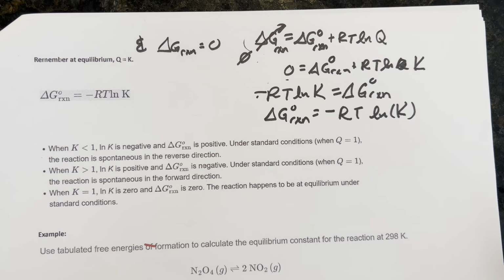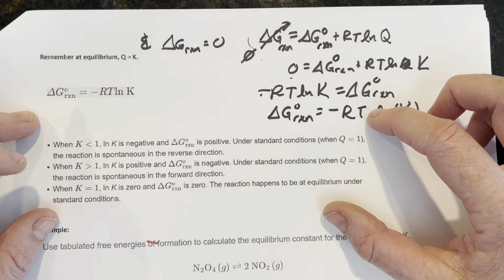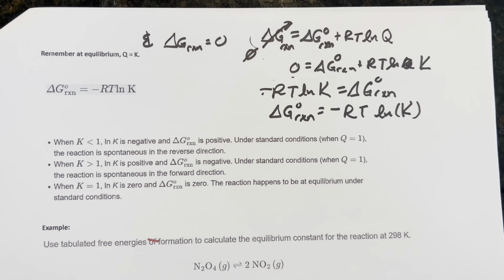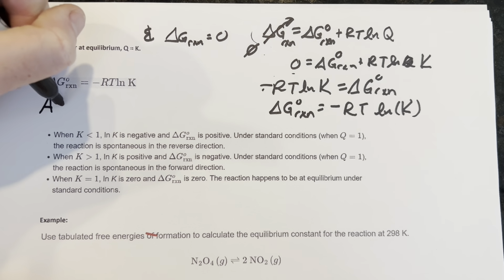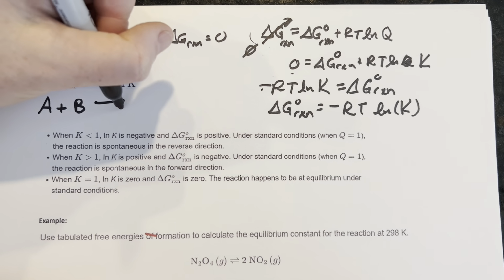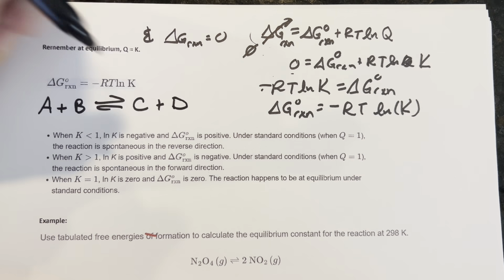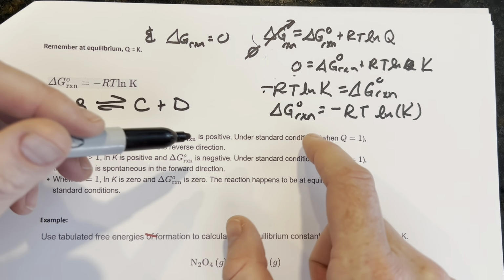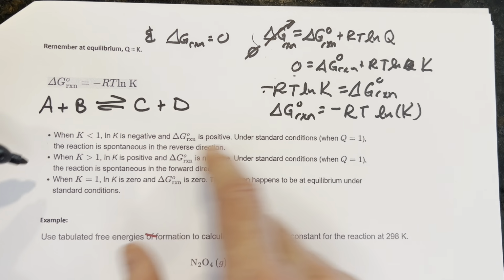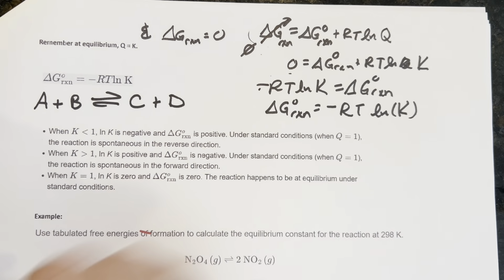All right, so there's a few things to think about. When K is less than 1, our delta G of the reaction is going to be positive. Let's talk about why that is real quick, because it is kind of an important concept. If we have A plus B going to C plus D, to keep things consistent, I'm only going to focus on reactants going to products. There's a lot of different stuff written here, and that's all true, but I think it helps if you only focus in one direction.